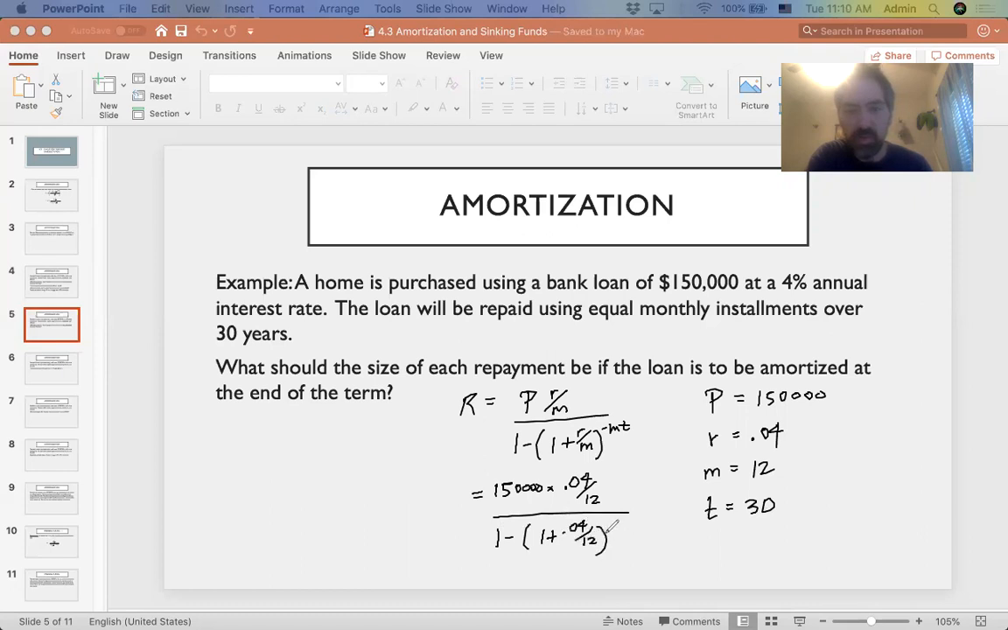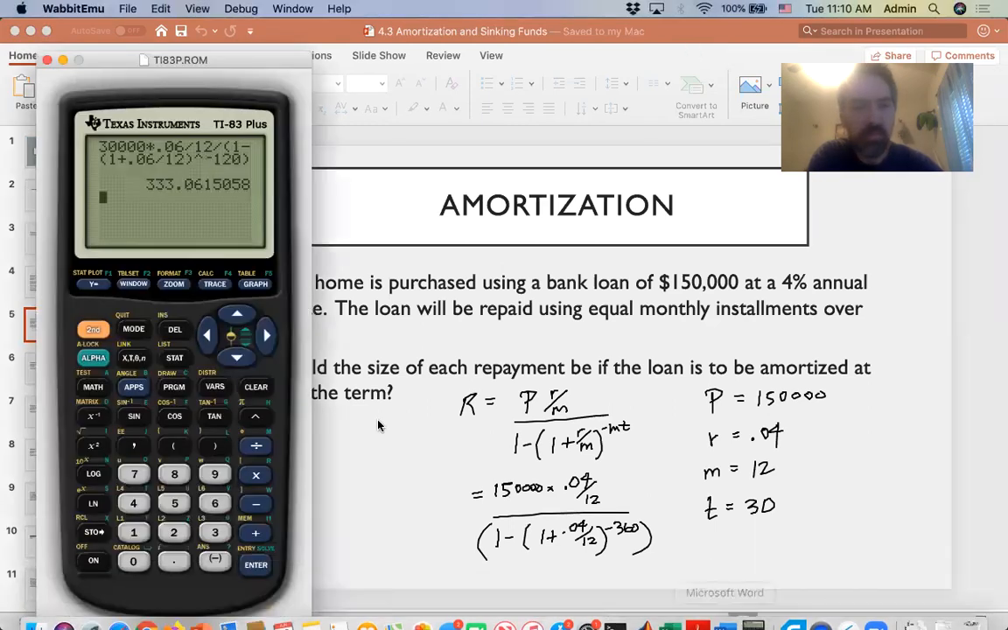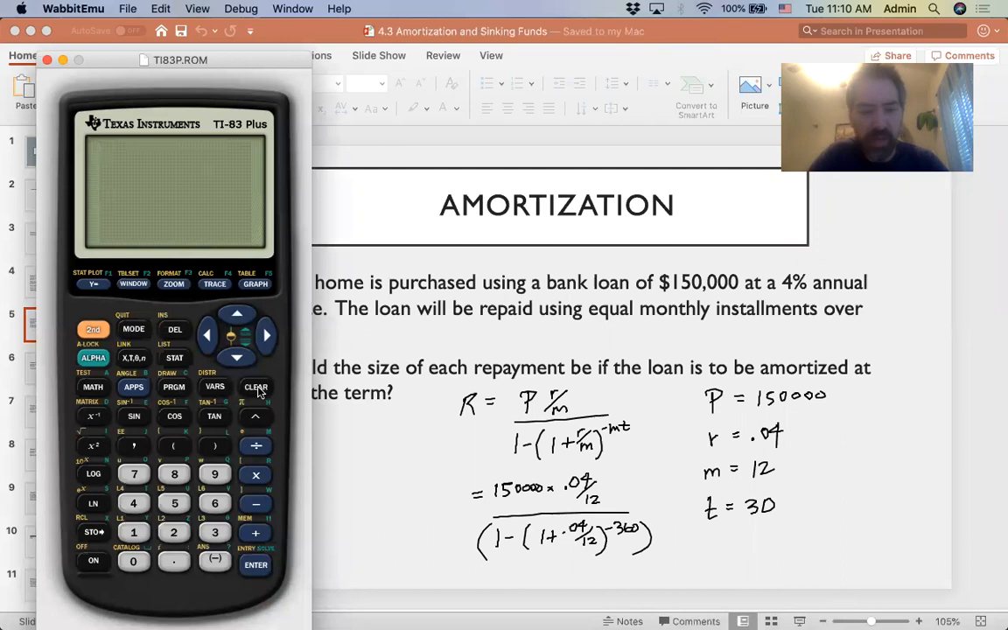Okay, and remember that we need parentheses around that whole denominator. This M times T, 12 times 30 is 360. Okay, so let's see what we have.